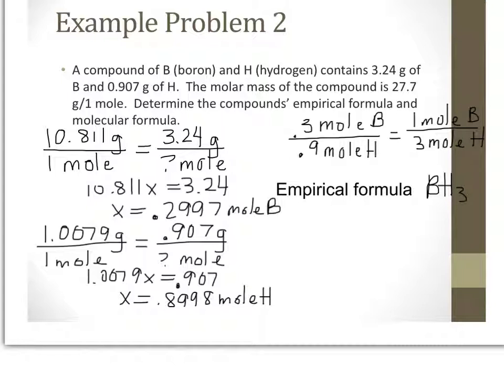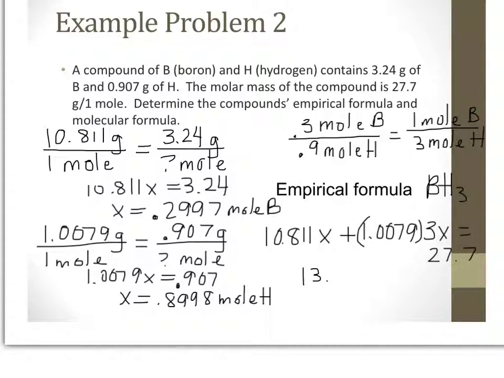So I'm going to set up a little problem here. Boron's molar mass is 10.811, and there's 1 of those, so I'm just going to multiply that by x. x is the factor I want to multiply by. Plus hydrogen is 1.0079, but there are 3 of them, so I'm multiplying it by 3 and then multiplying that by x, again the factor I want to increase my formula by, and that has to add up to 27.7. I'm going to collect like terms here. So when I've added together all my x's, I get 13.84x equals 27.7. I'm going to divide both sides by 13.84. And x is equal to 2.